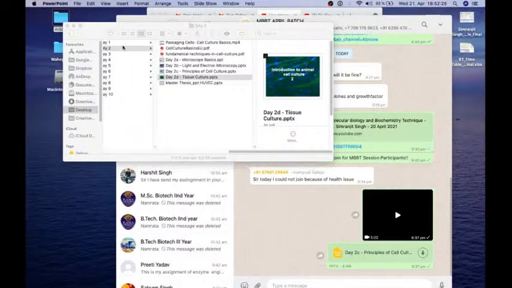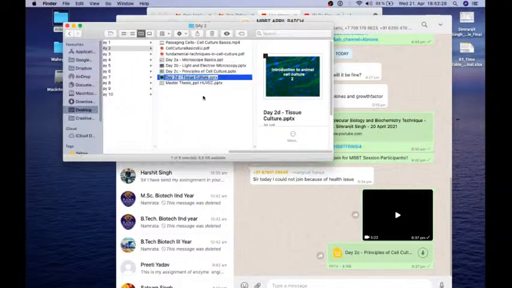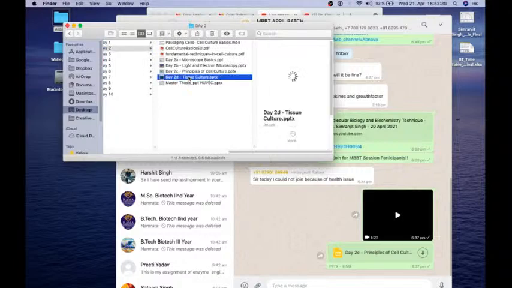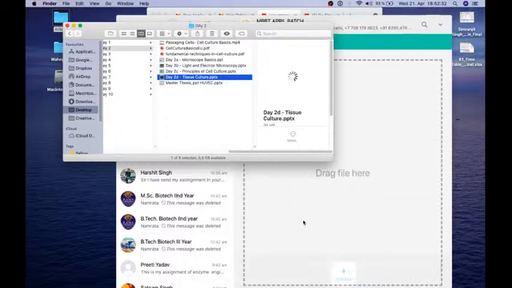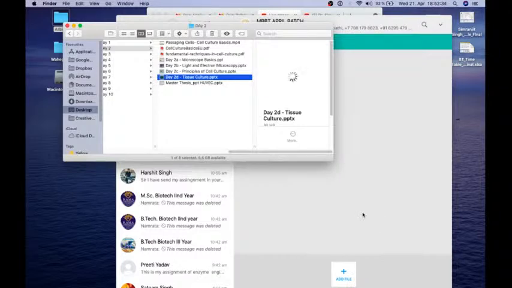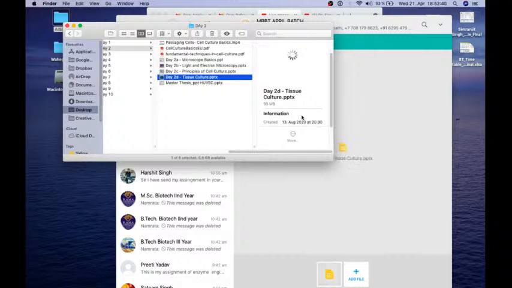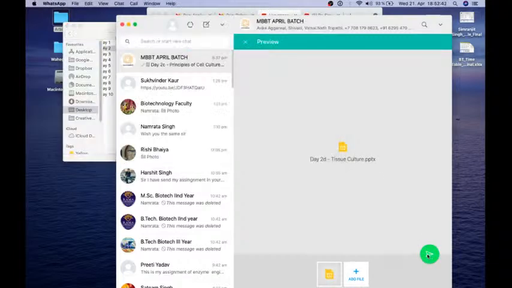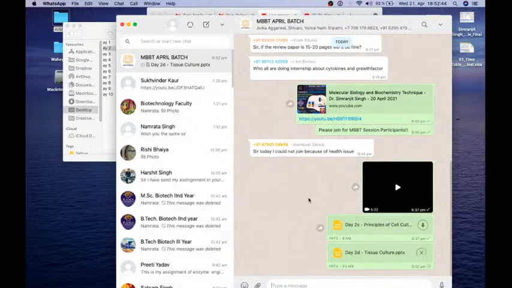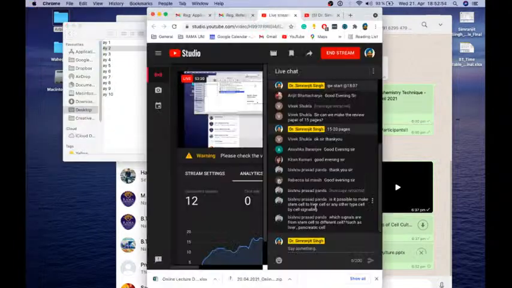I hope it was all clear for today. Mainly the second slide was just to show you how the cell culture looks like, what things you have to maintain, how it works all in all. So that's it for today.